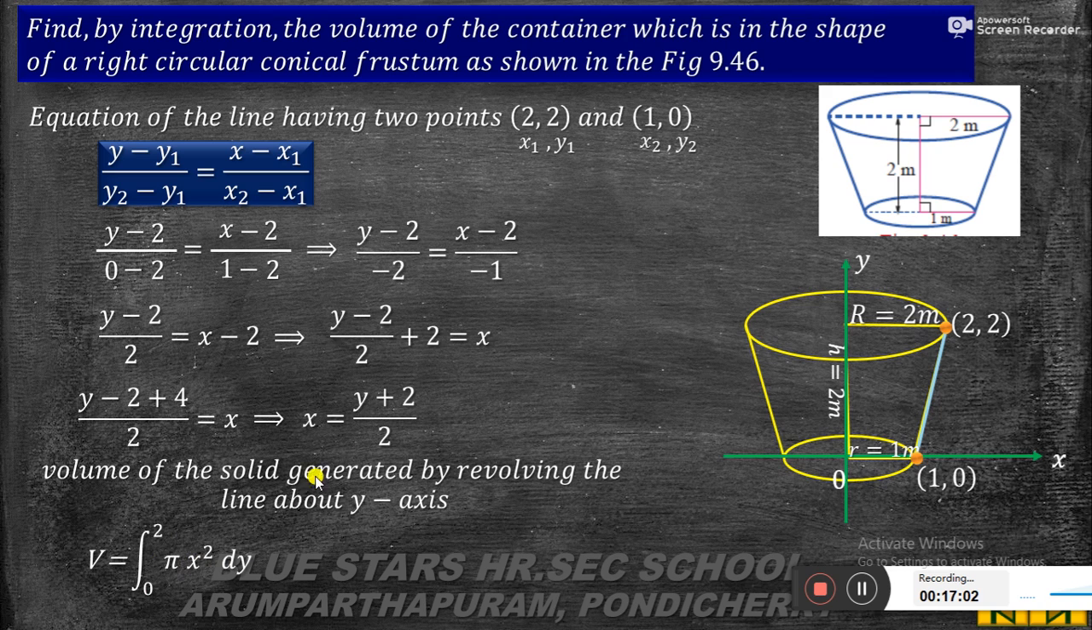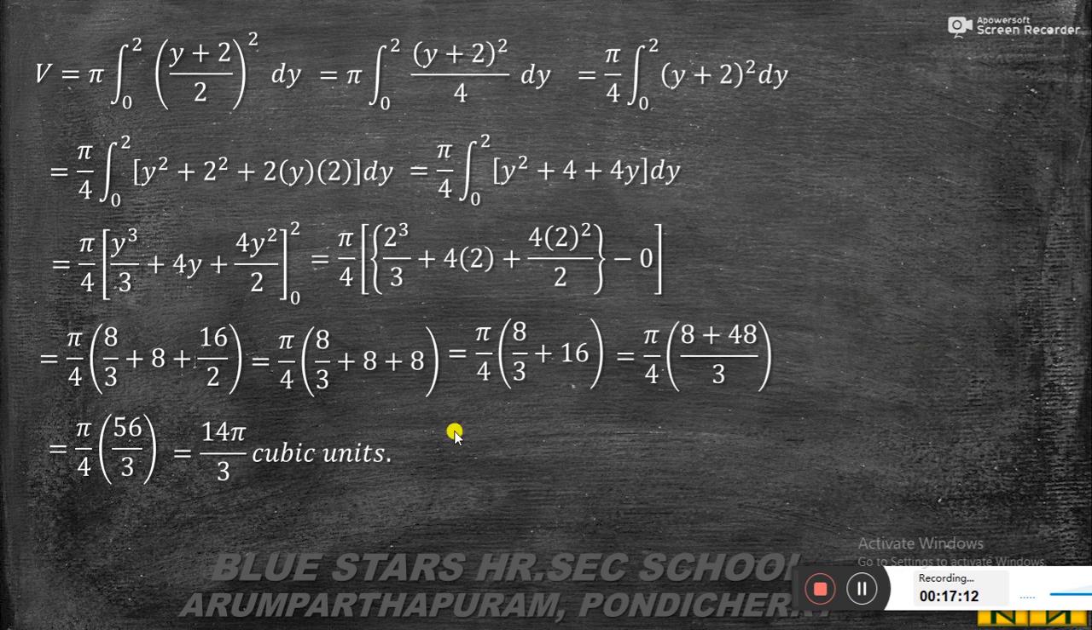The next step is to substitute the x value, that is x equal to (y plus 2) by 2, here. You see here volume equal to pi into integral 0 to 2 of ((y plus 2) by 2) whole square dy. Next, pi into integral 0 to 2, expand this: (y plus 2) whole square by 2 square, which is 4, dy. In the next step you write the 4 outside: pi by 4 integral 0 to 2 of (y plus 2) whole square dy.